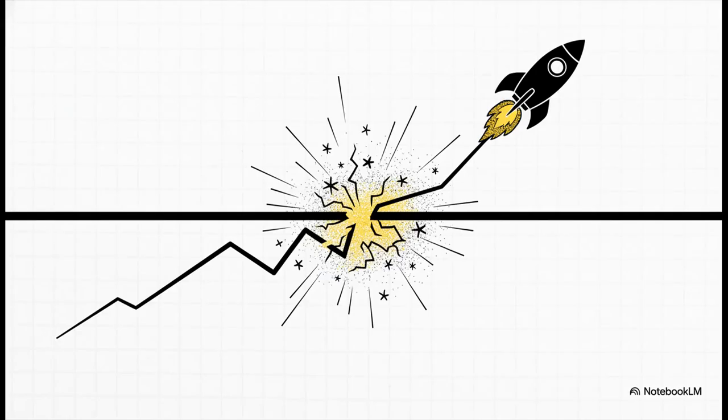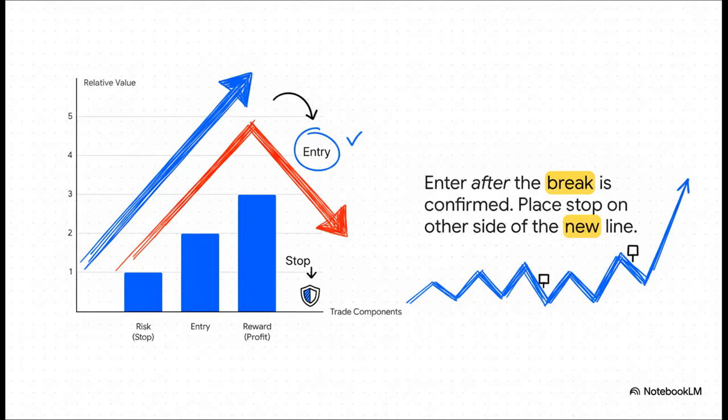Okay, now for my personal favorite, the breakout strategy. This is where you can catch the very beginning of a massive new trend. Yeah, it takes a little more patience, but oh man, the rewards can be absolutely huge when a major trend finally flips. Now pay attention here.